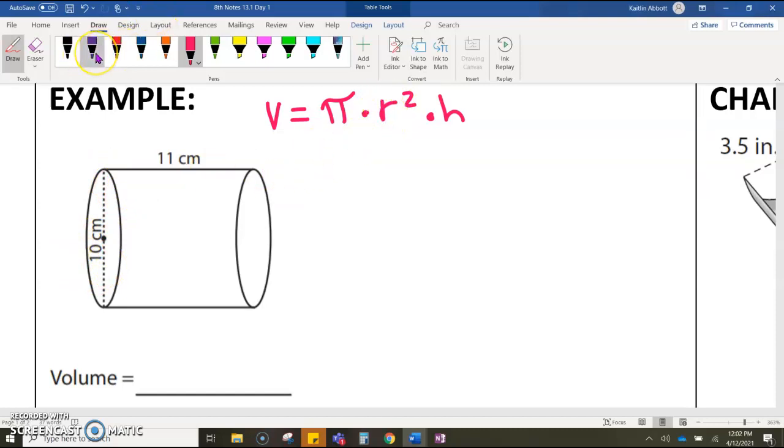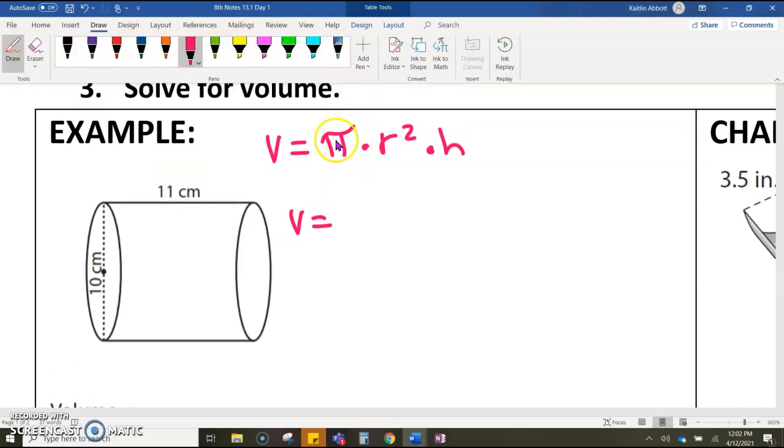And actually, let's start rewriting our equation. So volume equals pi. What are we going to use for pi? That is a special number. We don't need the entire long number. We just need what we normally use for math, and that is going to be 3.14. So I'm going to rewrite this as 3.14. Okay, now I'm going to be multiplying that times r squared. Now I don't have a radius here. This is a diameter, remember?